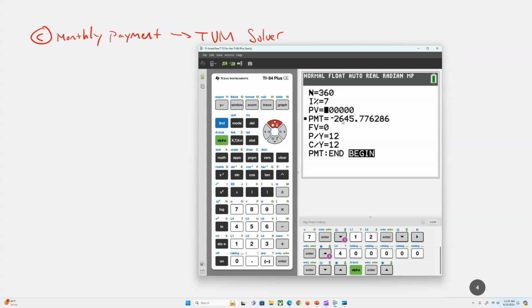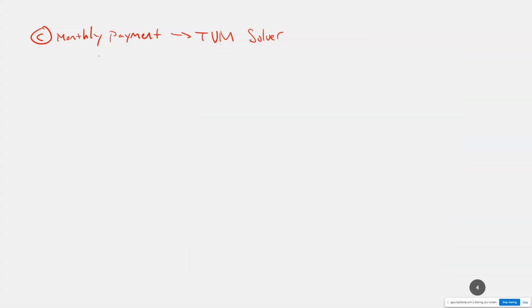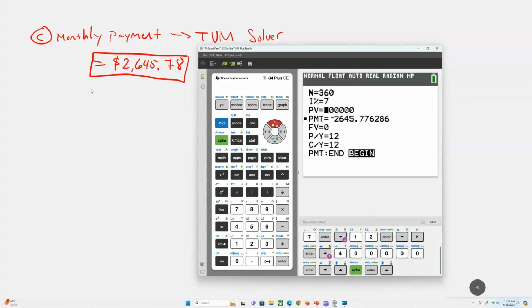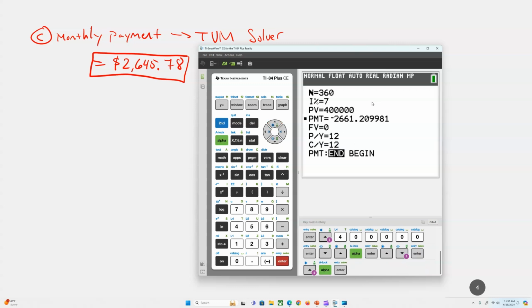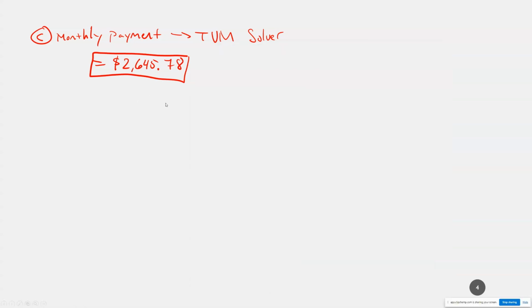It's $2,645.78. You'll notice if you change it to your PMT at the end of the month, this isn't going to change too much. It's off by $4 or something. So just make sure you reference with your actual instructor which one they're going to want, or make sure the problem says it. All right, the next one.